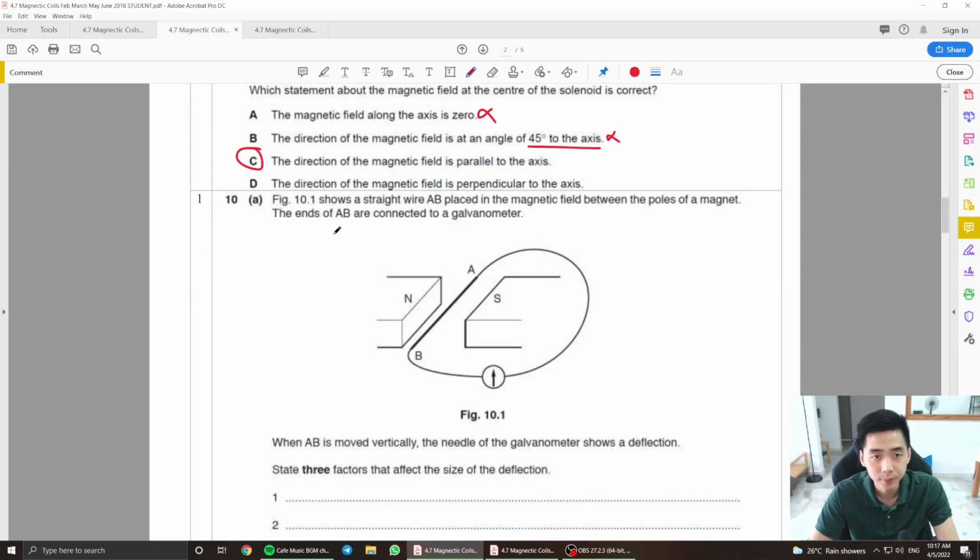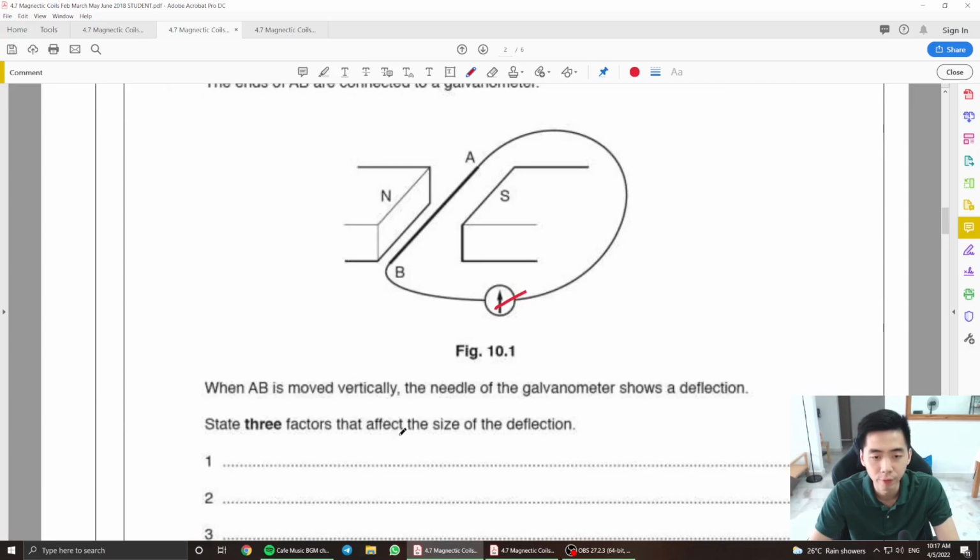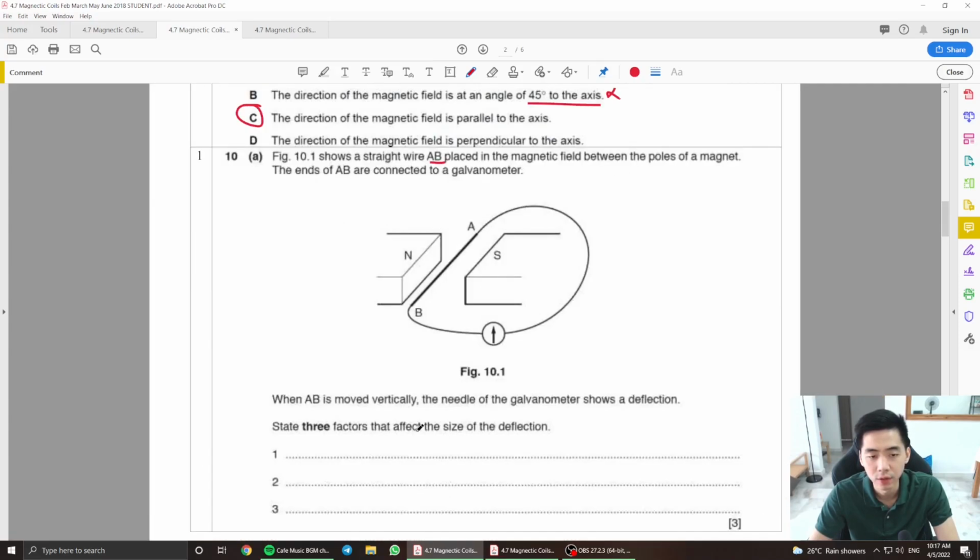Alright. And finally, moving on to the next part here. Figure 10.1 shows a straight wire AB placed in a magnetic field between the poles of the magnet. The ends of AB are connected to a galvanometer. When AB is moved vertically up and down, the needle of the galvanometer starts deflecting. State 3 factors that affect the size of the deflection.